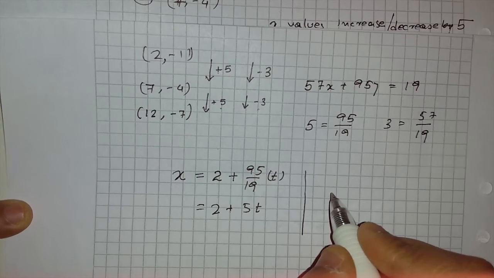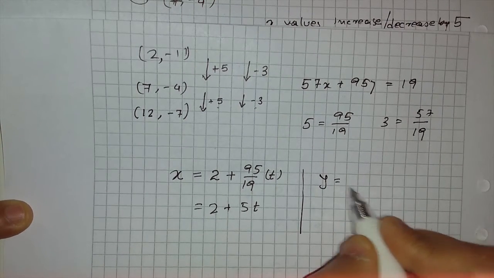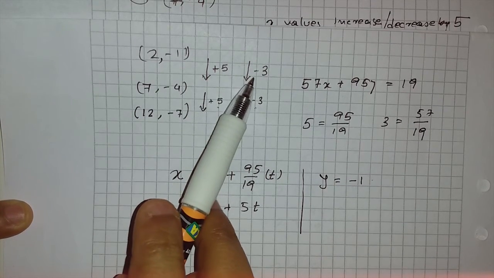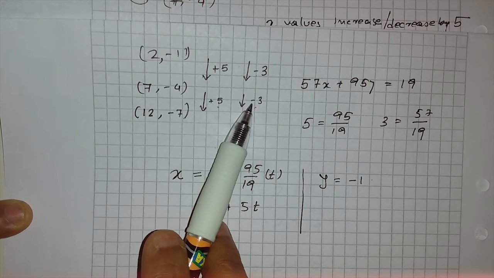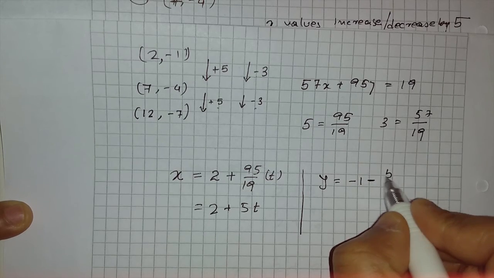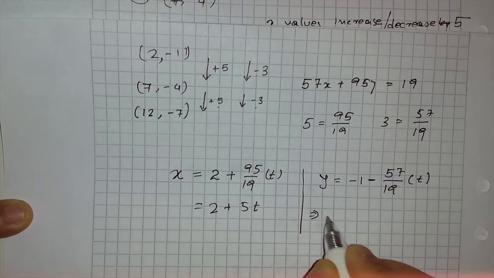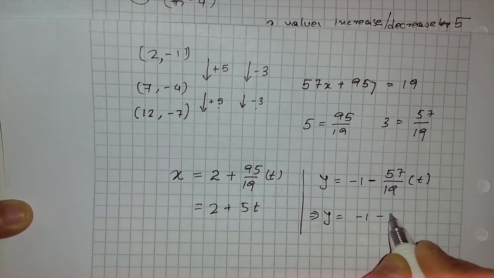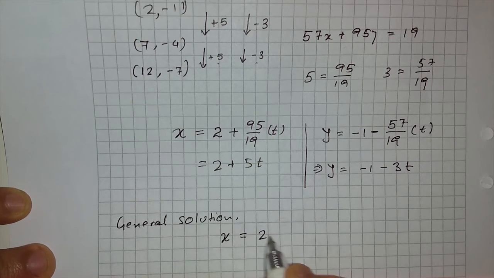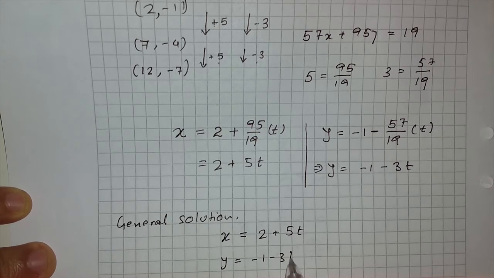And for the y values, similarly we can write y equals, what was the first value of y that we found out? It was minus 1. And since all the y values have a decrease of 3, therefore we can write here as negative 57 over 19 times t, or y equals minus 1 minus 3t. The general solution of the problem is x equals 2 plus 5t and y equals minus 1 minus 3t.